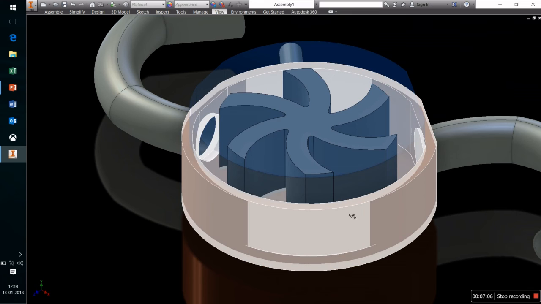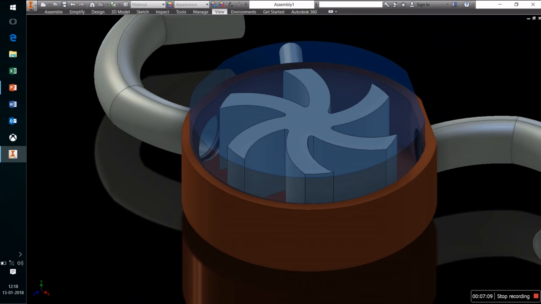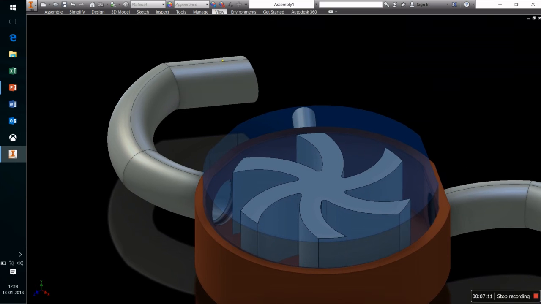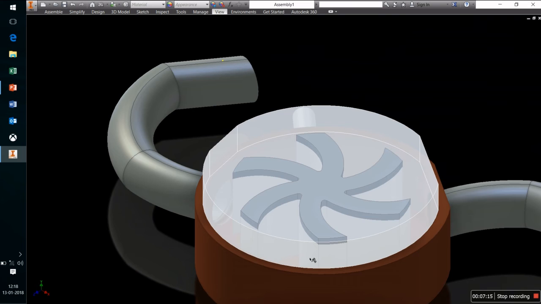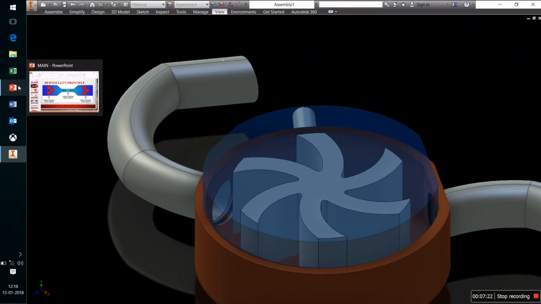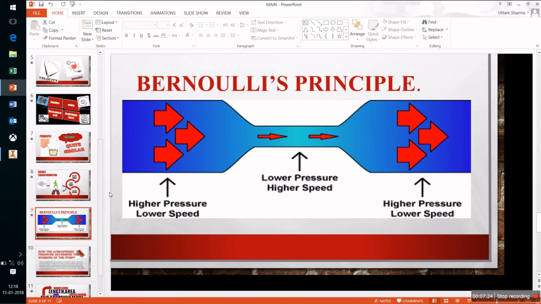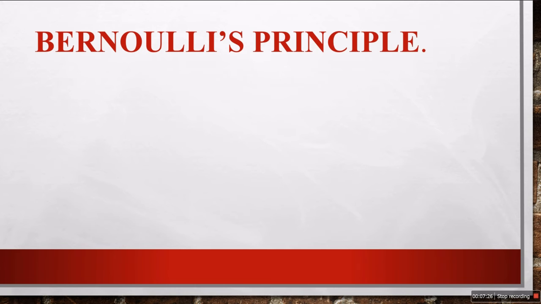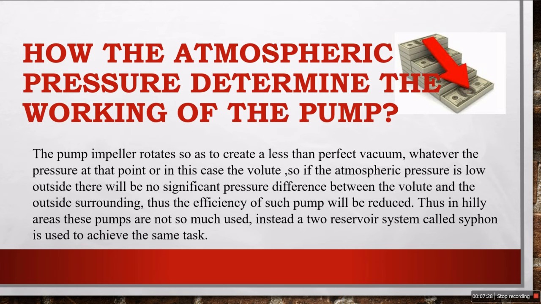Now, the pressure inside is quite high, and that of the atmosphere or the exit pipe is low. Thus, the water rushes from inside to the exit pipe and thus to the surroundings. This is how a water pump actually works. We have talked about the working principles of the water pump, the Bernoulli's principle, and now we will take a look at how the atmospheric pressure determines the working of the pump.